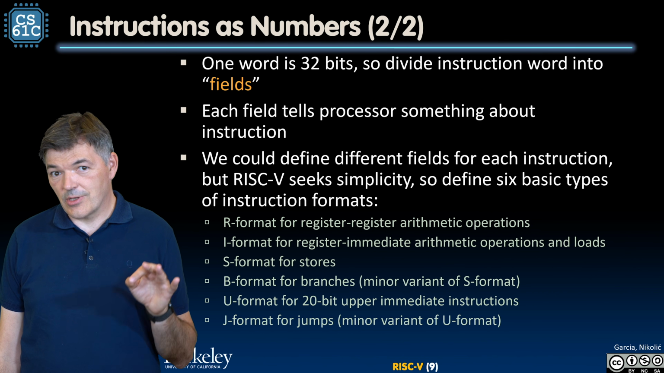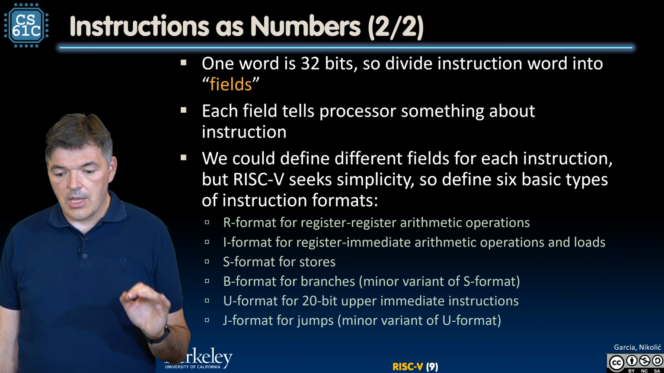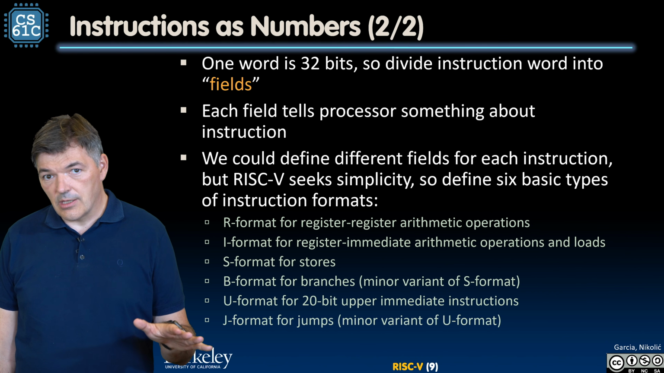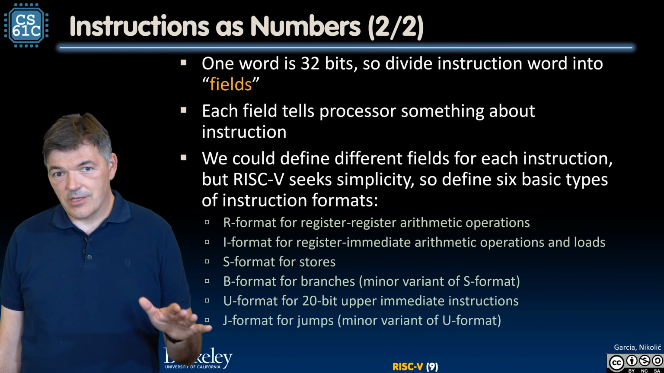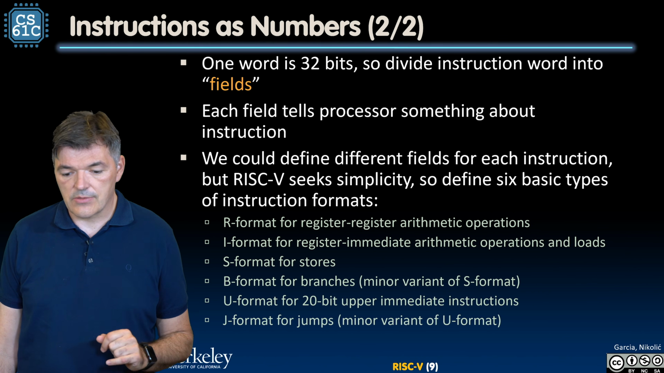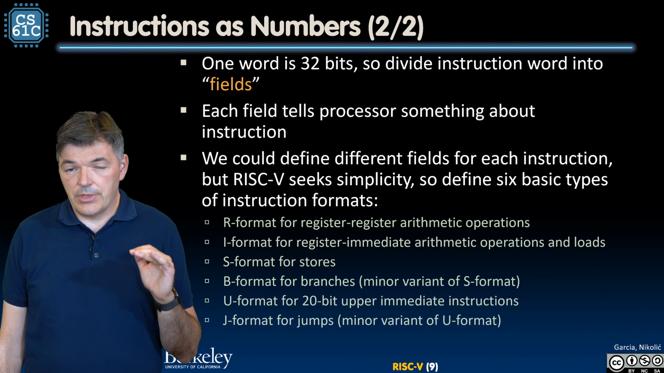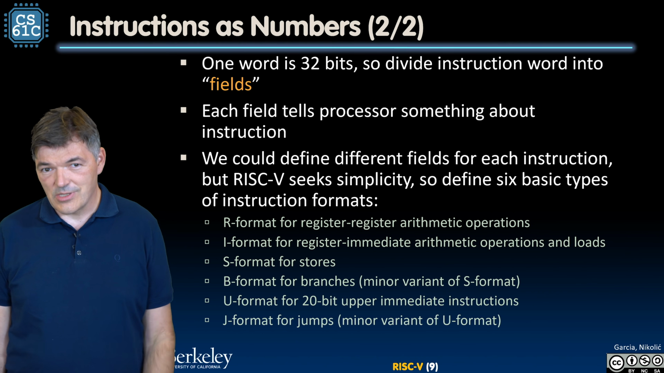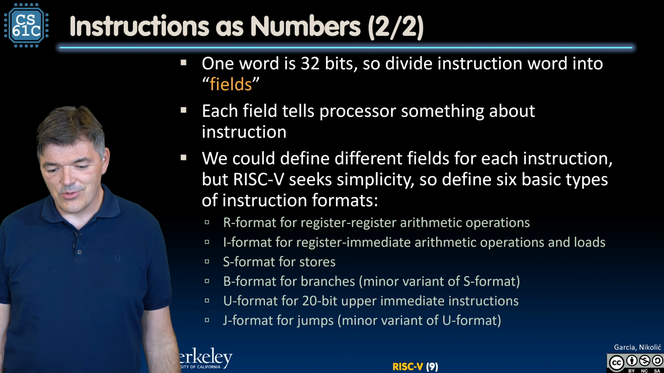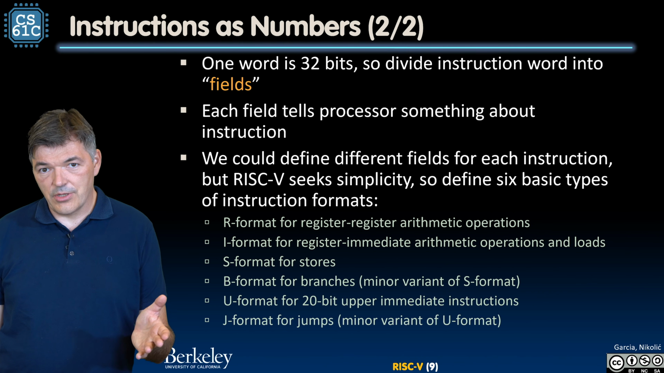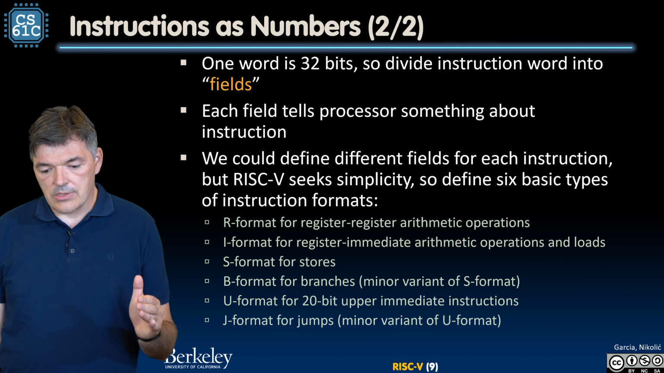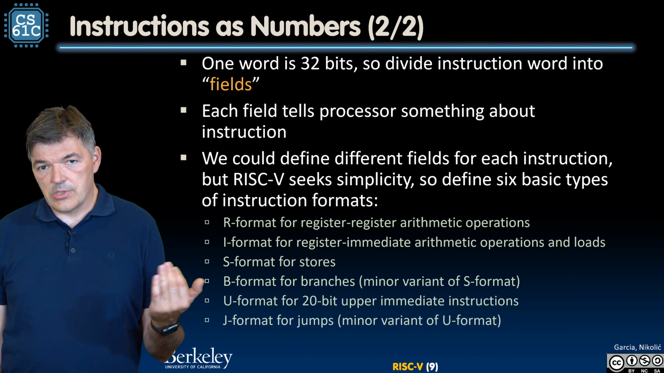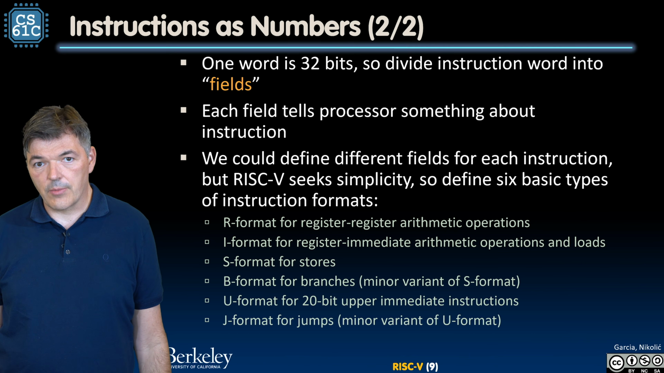Stores are different, so they will be using an S format, and then branches are going to be using yet a little different format than that, although it will look similar to the S format. Now we'll need one very special format for very long immediates. We haven't seen those instructions yet. We're going to introduce them, and that is the so-called U format. And then there is a J format for jumps, for the 2 jump instructions that we have already seen, which is a variant of the U format.